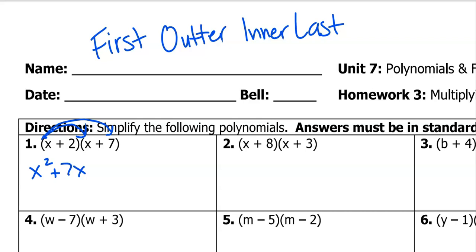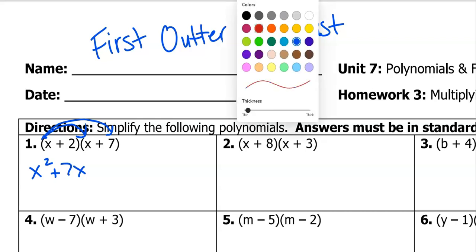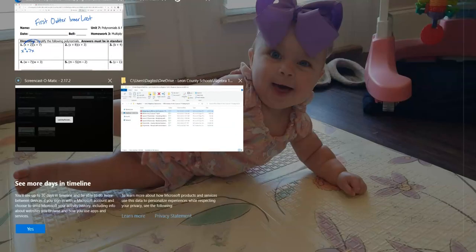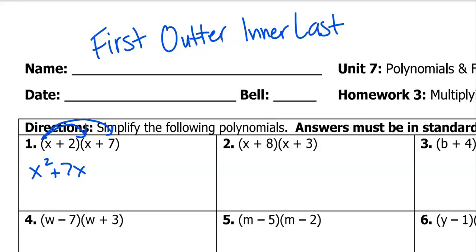Now we're just going to do it again, but with the number 2. So this is my inner and my last piece. So inner, take the 2, multiply it to x. That gives me 2x. And then take 2 and do the last one. 2 times 7 is 14. So my first terms, my outside terms, my inside terms, and then over to the last one. Okay? It's just a way to help remember distribution.